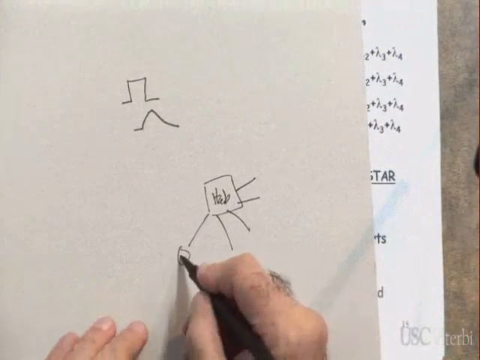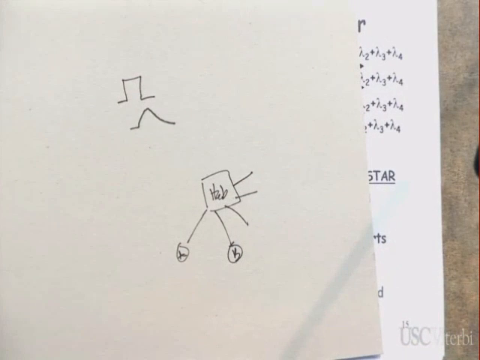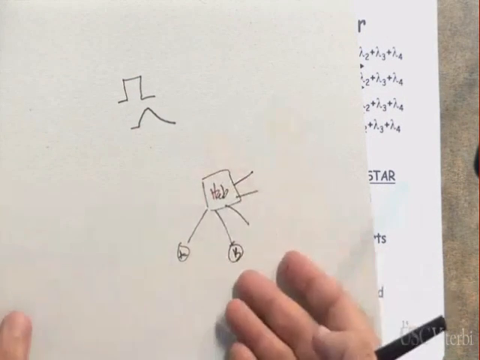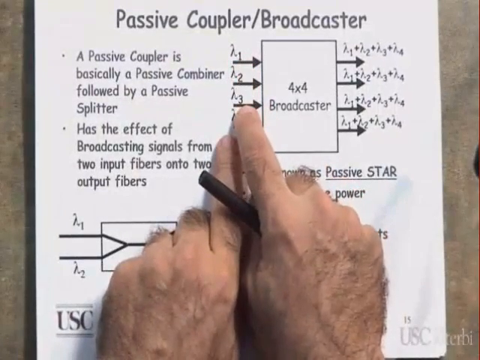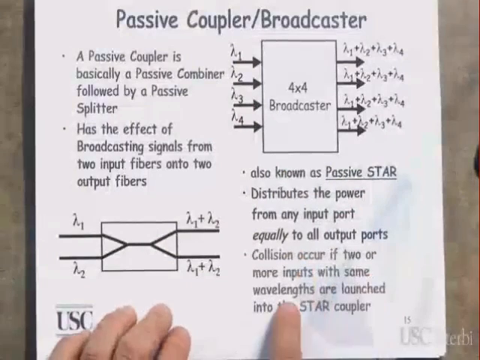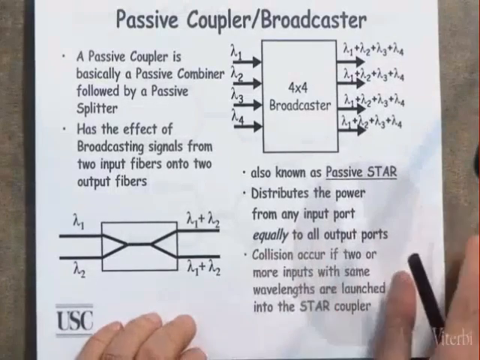If I have A here and I have B here, can they transmit at the same time or will there be a collision? There will be a collision. If they transmit using the same wavelength, there will be a collision. Clear? Clear? This is what is known as a star coupler.